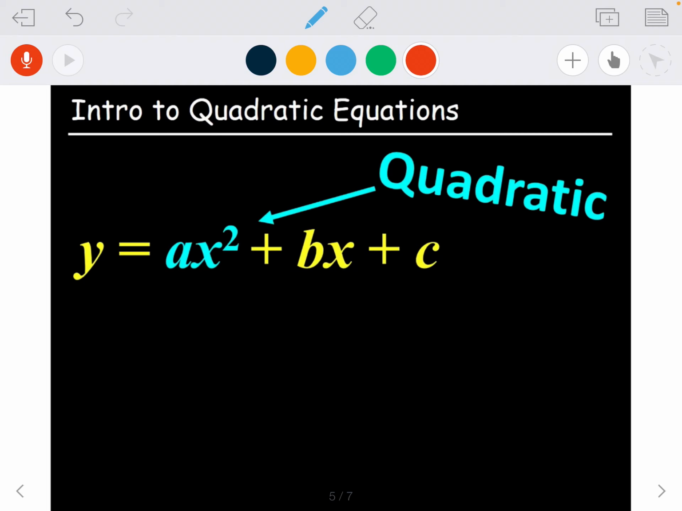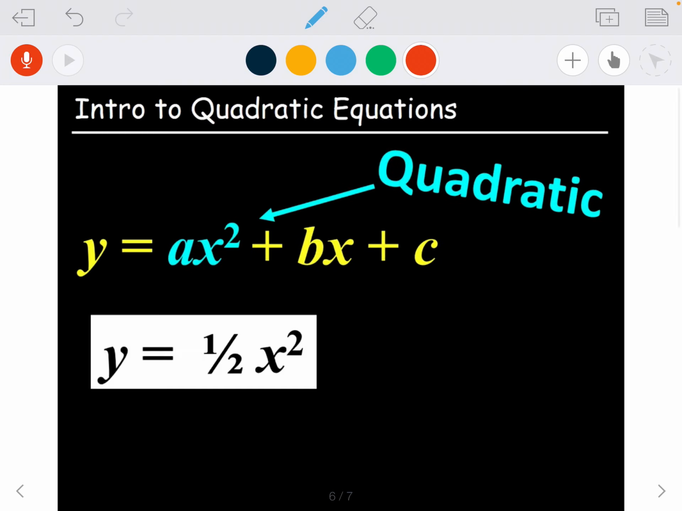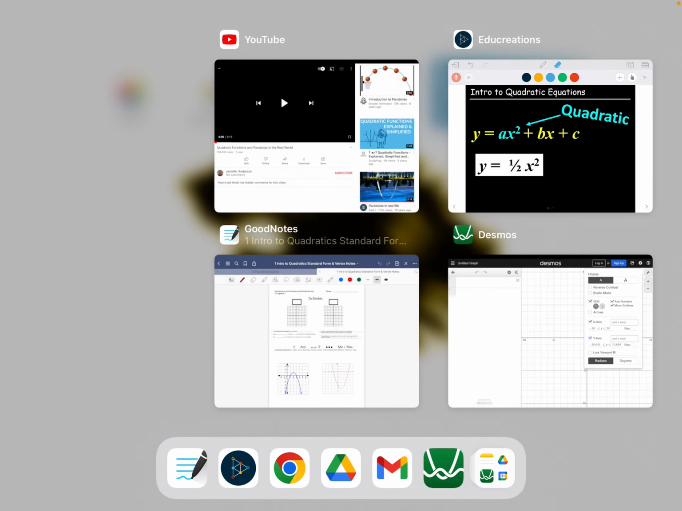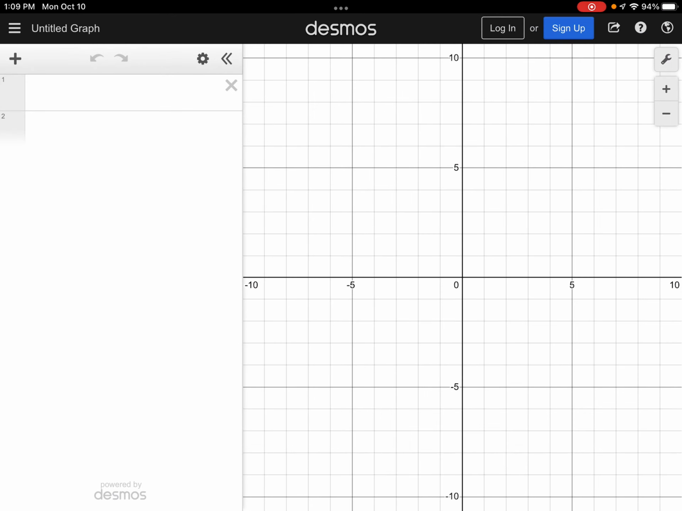Now, can we get a sample equation of a quadratic? Well, sure. Perhaps something like y equals 1/2 x squared. Now notice again that I don't have any extra numbers. That is, I don't have any of the bx plus c, not that they don't matter, but they don't affect the shape of the graph as much. So basically we're just going to focus on the ax squared, or the 1/2 x squared. So what kind of graph is that? Well, let's graph it. And to do that, we just need a graphing tool.